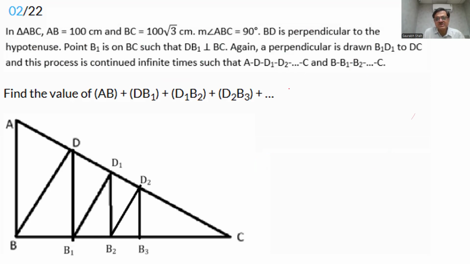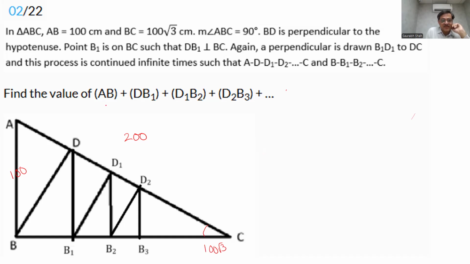A very interesting question from geometry. A right angle triangle. The side AB is 100 and the base BC is 100 root 3, which clearly tells us that this angle is 30 degrees, which we don't need, but we should remember. The hypotenuse now would become 200. We could have used Pythagoras also without the 30 degrees.